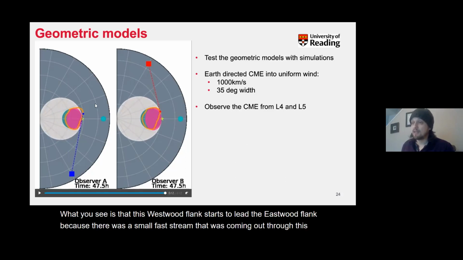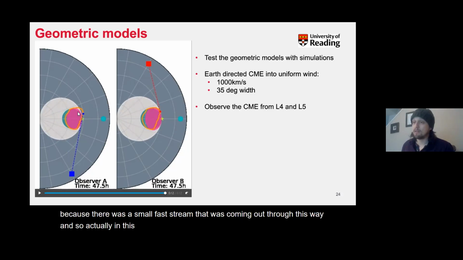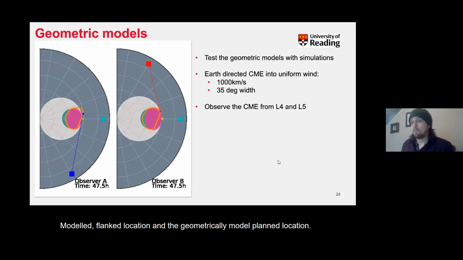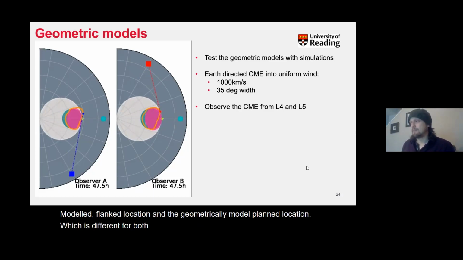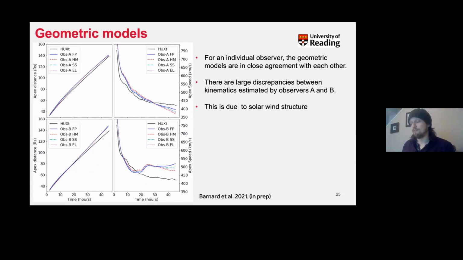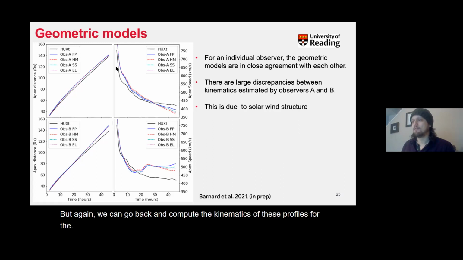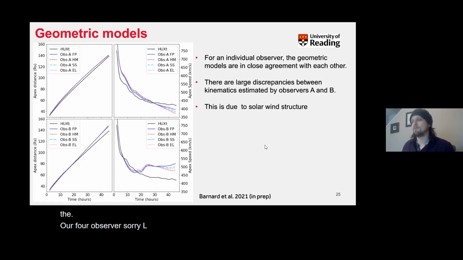And so actually, in this instance, you end up with a large disagreement between observer A and observer B, and a large disagreement between the modeled flank location and the geometrically modeled flank location, which is different for both A and B. Sorry, L4 and L5. But again, we can go back and compute the kinematics of these profiles for the L5 observer and the L4 observer.